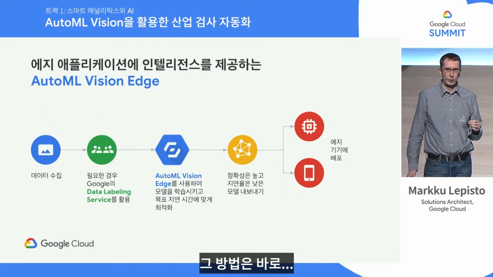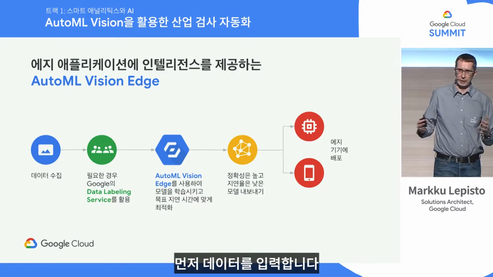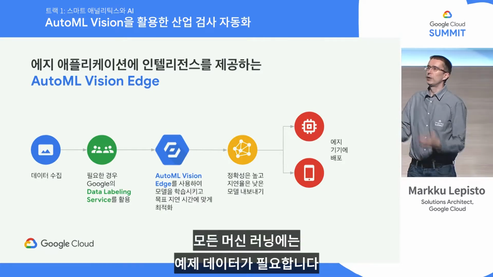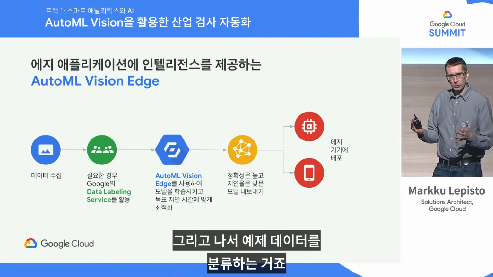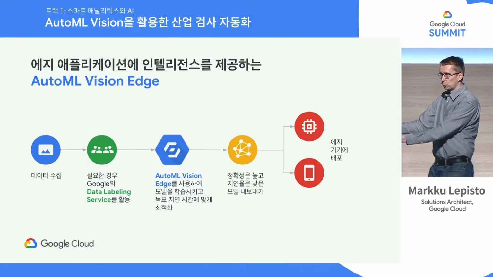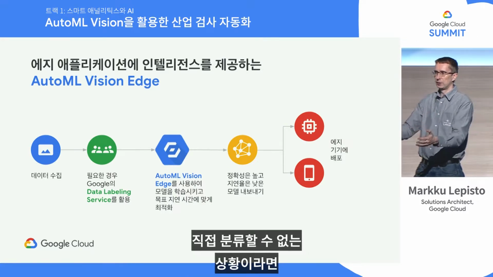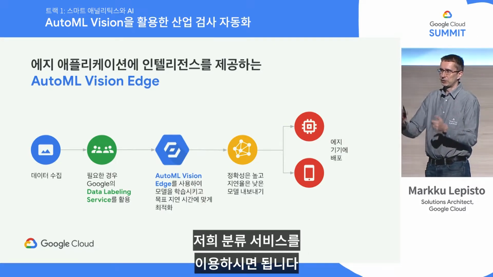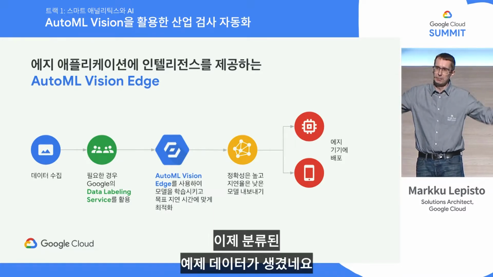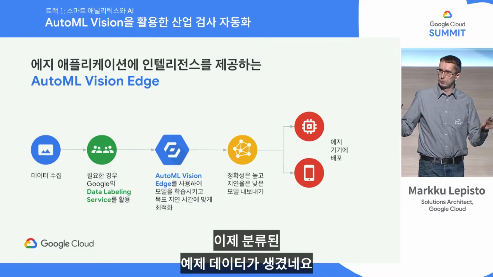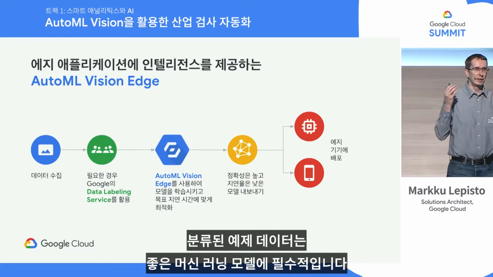And to do that, we have an interesting end-to-end solution here. So first, you ingest your data. So with any machine learning, you need the example data, right? And then you may be able to label that example data, that these are pictures of good cookies and these are pictures of bad cookies. If you are not able to label them yourself, we have a labeling service, which is humans labeling your data based on your requirements, and then you have these labeled examples. Those labeled examples are crucial, they are critical to create a good machine learning model.